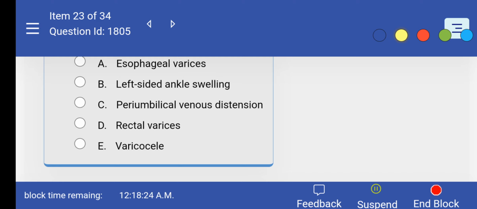Pause it and give the answer. So the correct answer for this question is varicocele. Why? Let us see the explanation, right?